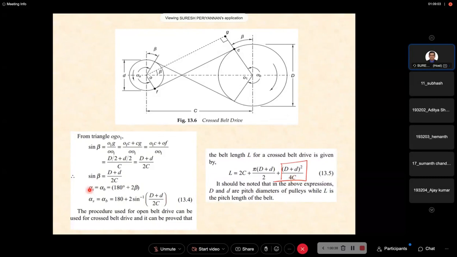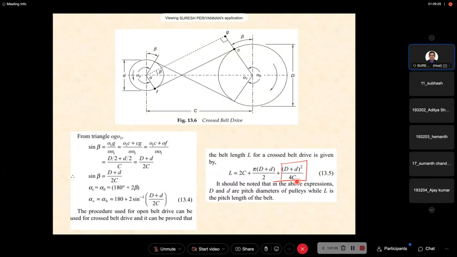See here, the angle of contact of the belt wrap angle on the smaller side is 180 plus 2 beta, and on the bigger side also 180 plus 2 beta. Then finally we get alpha s equal to alpha b equal to 180 plus 2 sine inverse of D plus d by 2C. This is the belt length when we are going for purchasing.